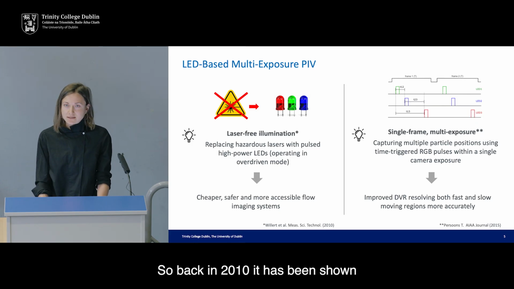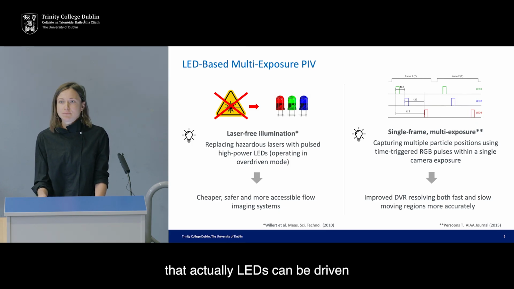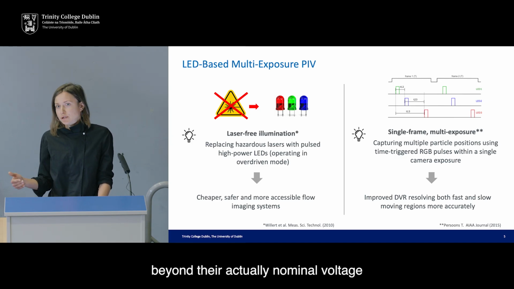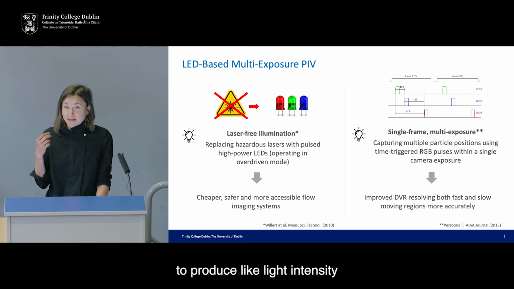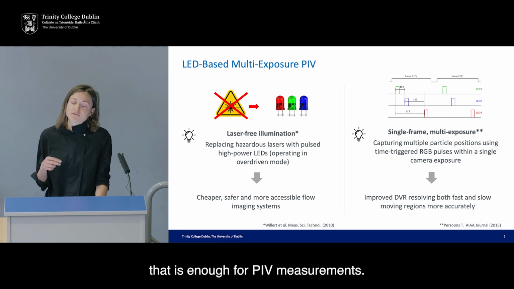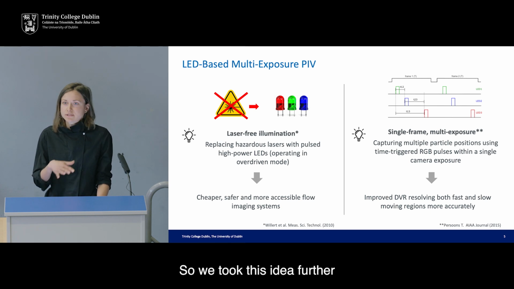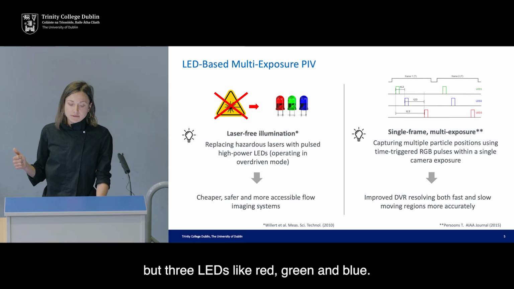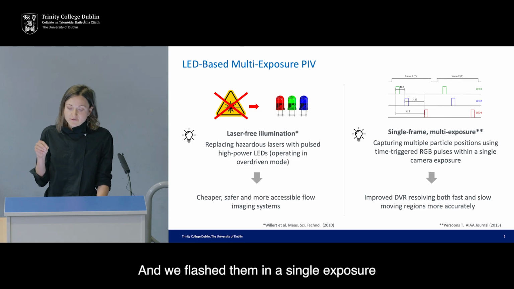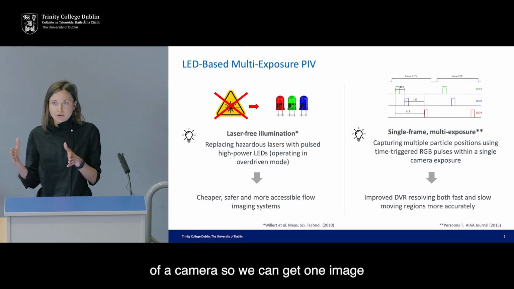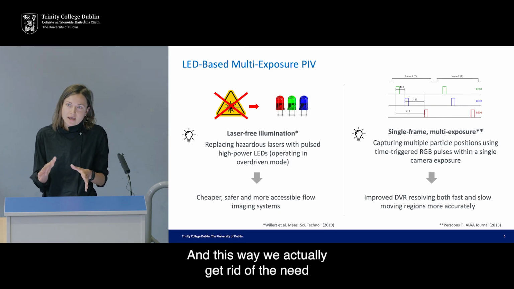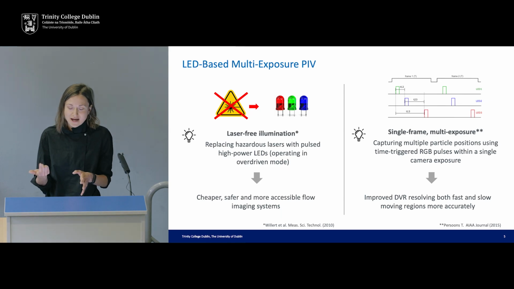Back in 2010, it was shown that LEDs can be driven beyond their nominal voltage to produce light intensity that is enough for PIV measurements. We took this idea further, and we integrated not only one, but 3 LEDs: red, green, and blue. We flashed them in a single exposure of the camera, so we can get one image with 3 distinct light sources. This way, we get rid of the need for high-speed recording equipment.